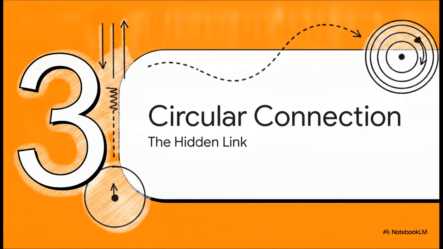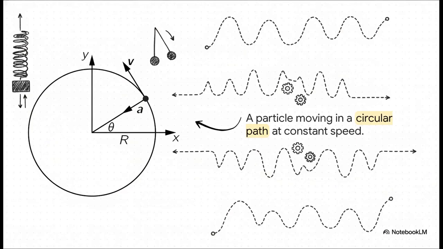Which brings us to part 3, the secret circular connection. Now this is where things get really wild, because we're going to connect our bouncing spring to something that seems totally unrelated, spinning in a circle. Imagine a particle moving smoothly in a perfect circle at a constant speed. There's no spring here. It's just tracing a radius, r, around a center point, with an acceleration pointing inward to keep it on that circular path.